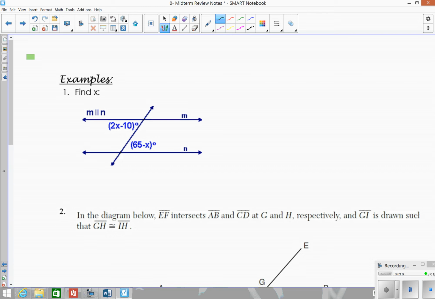So on the next page, we have 2 examples. One is very basic, and then 2 is a little bit more challenging. So let's look at the first one. First thing is I see that the lines are parallel, so I can mark those. So now I have my 2 parallel lines cut by my transversal. And right away I see that these are on opposite sides of the transversal and they're in the interior. I also see the Z shape here. So that tells me that these are congruent because the lines are parallel and because they are alternate interior angles.